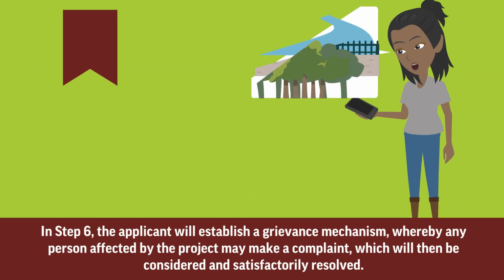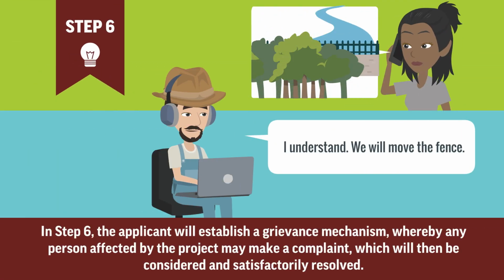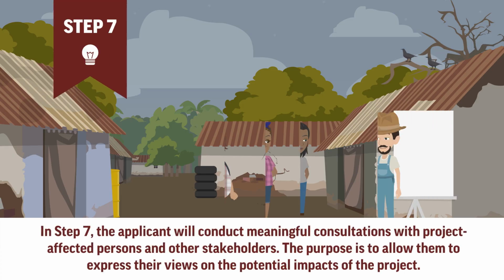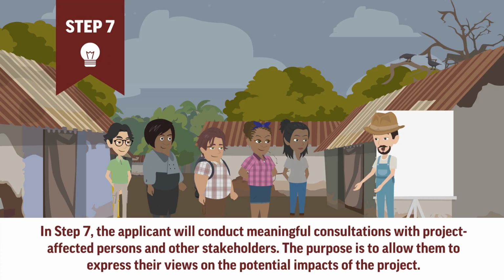In Step 6, the applicant will establish a grievance mechanism, whereby any person affected by the project may make a complaint, which will then be considered and satisfactorily resolved. In Step 7, the applicant will conduct meaningful consultations with project-affected persons and other stakeholders. The purpose is to allow them to express their views on the potential impacts of the project.